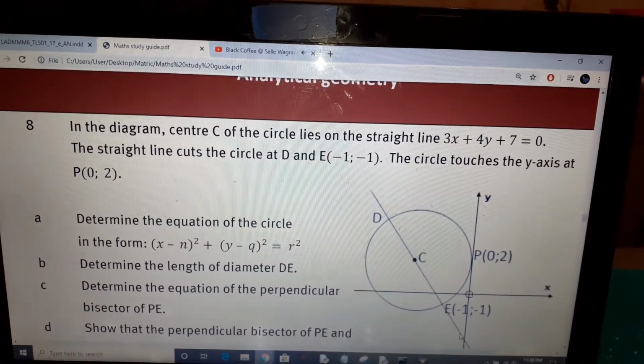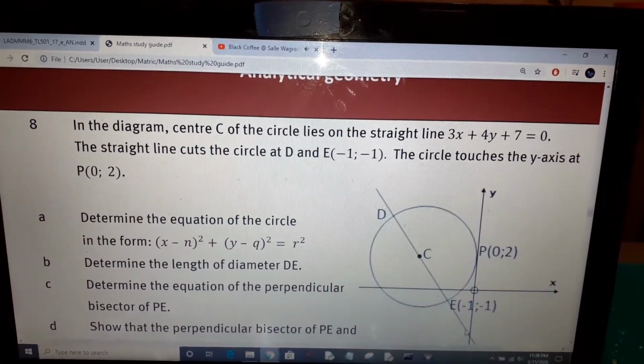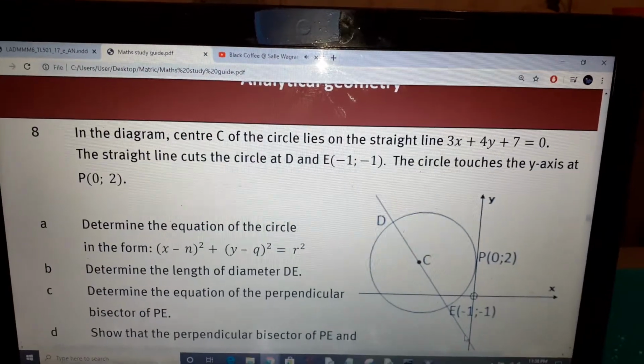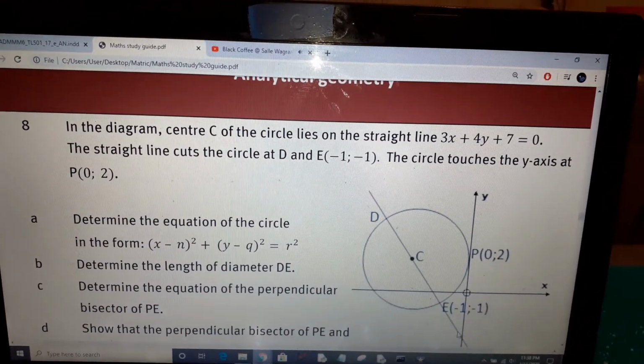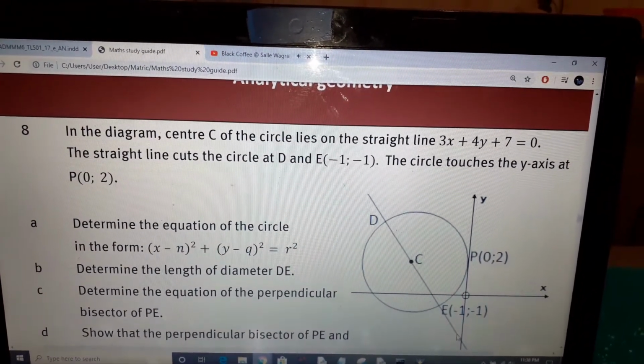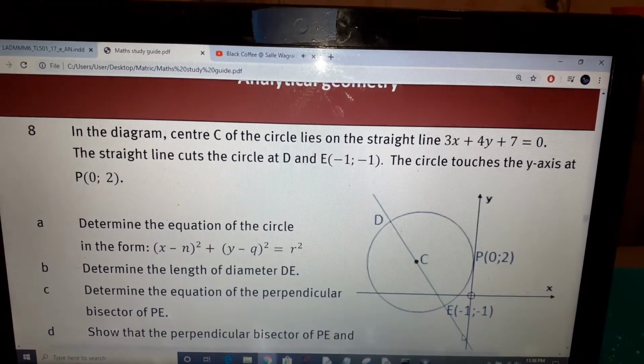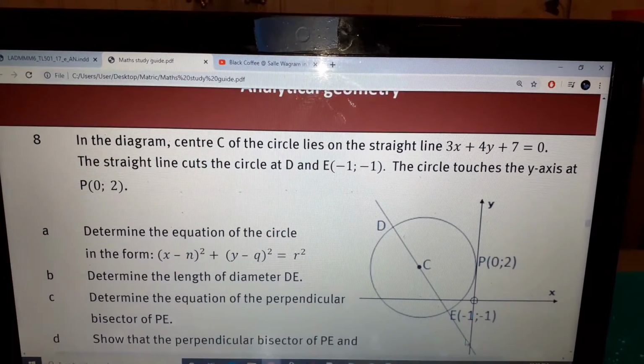So determine the equation of the circle in the form (x - n)^2 + (y - q)^2 = r^2. So assign the coordinates of P and E.